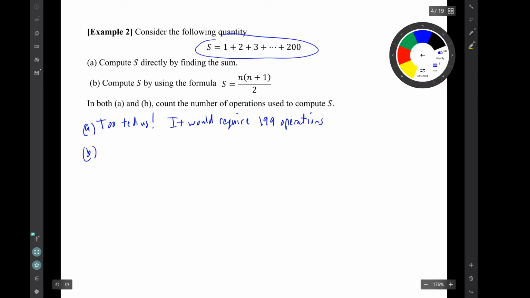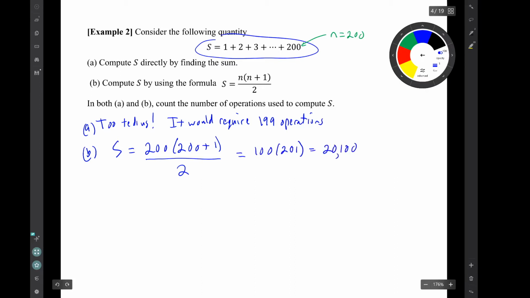Well, we have n equals 200. So using the formula, there are 3 operations. We have an addition operation, a multiplication operation, and a division operation. So still 3 operations. And our value is 20,100. All right, let's go on.